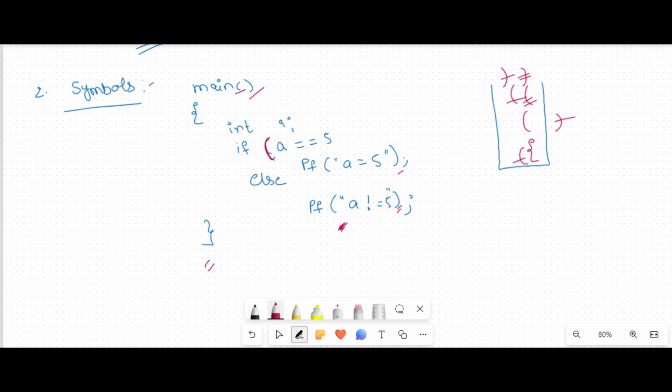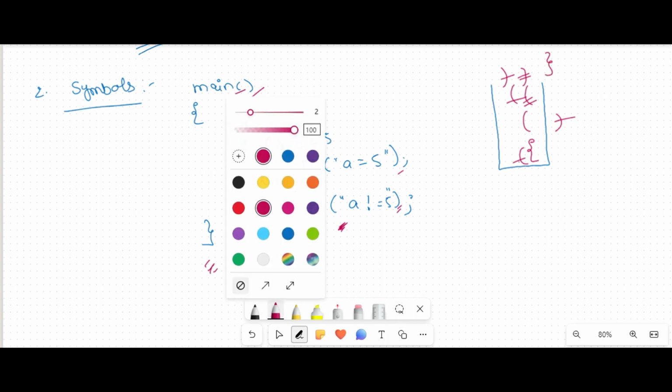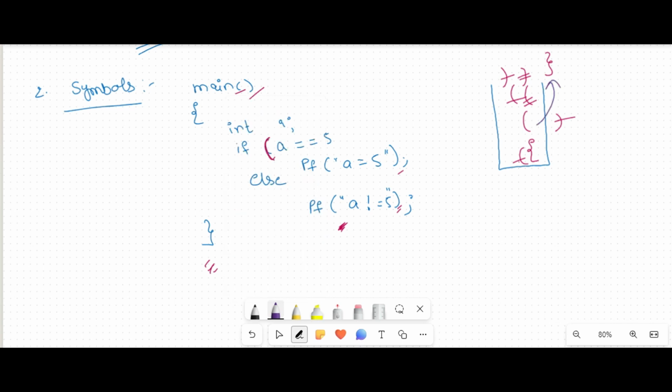Now see, a closing brace occurred. What is the top of the stack? Open parenthesis. And the symbol we got is a closing curly brace. So both are not matched, so you will get an error. That means the compiler is generating an error.